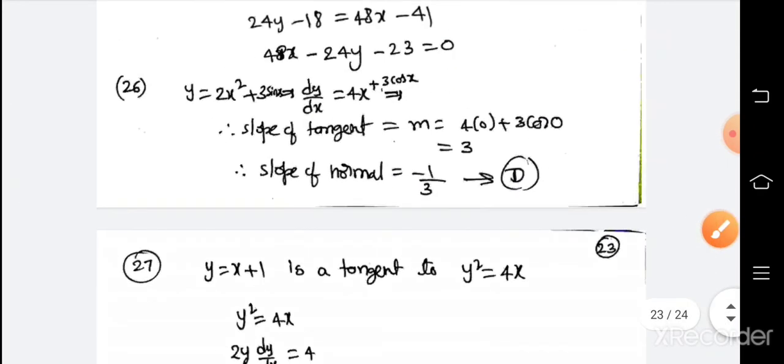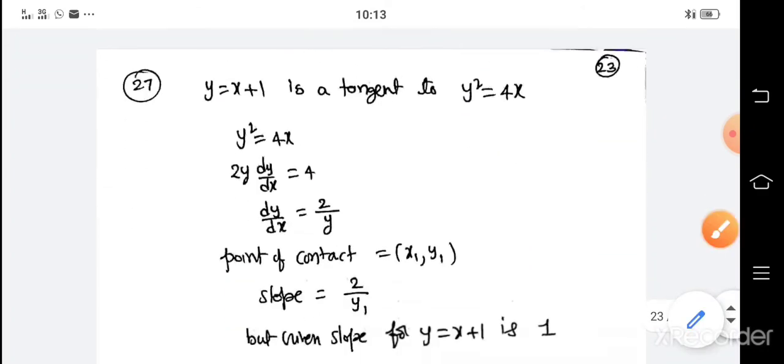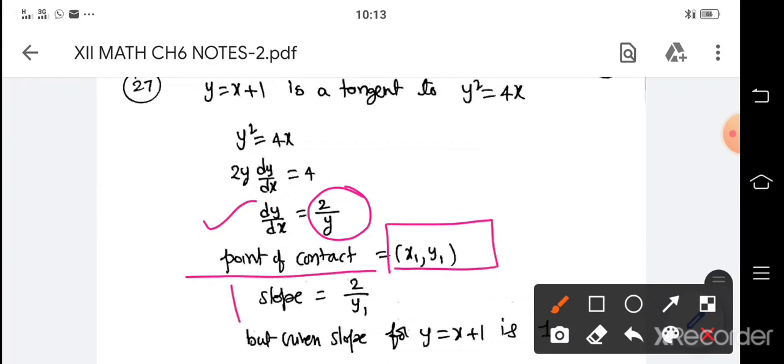Okay. Next. The line y is equal to x plus 1 is a tangent to y square is equal to 4x. At what point, they are asking. Take y square is equal to 4x and differentiate it. You get dy by dx as 2 by y. The point of contact is x1 comma y1, so take the slope as 2 by y1. But this is the line equation, so the slope is equal to 1.